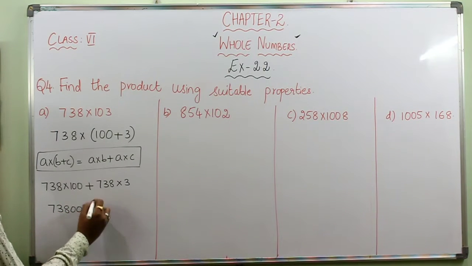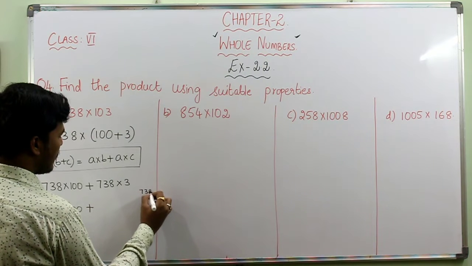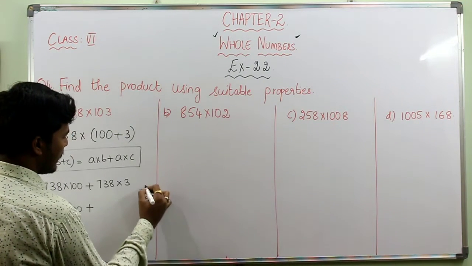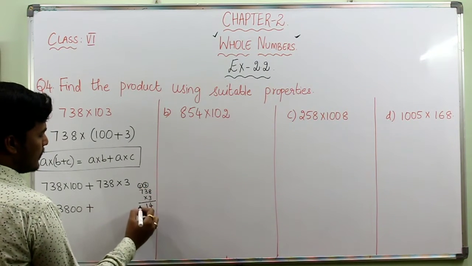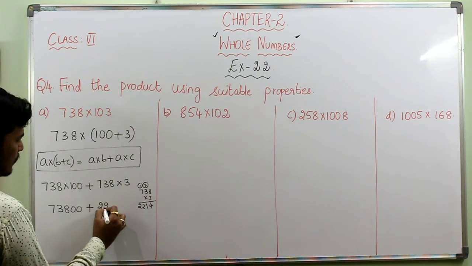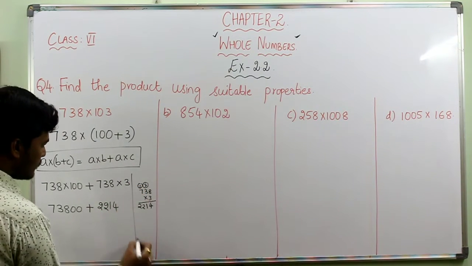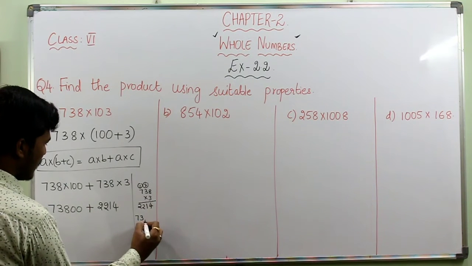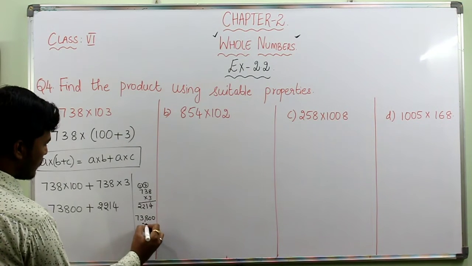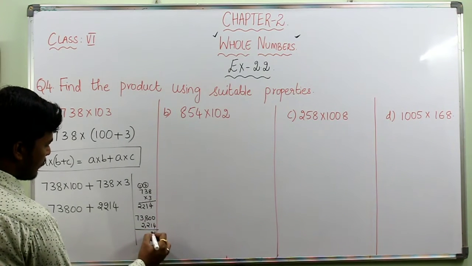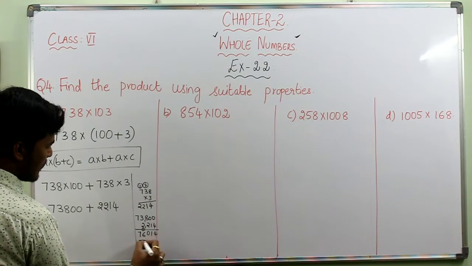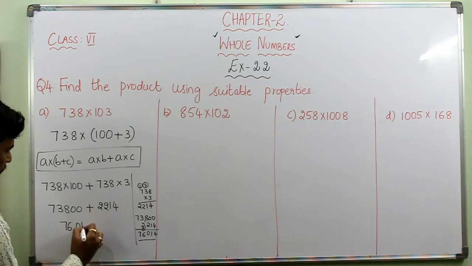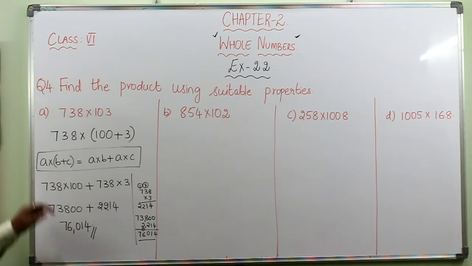73800 plus, if you multiply these two, how much will you get? 738 into 3. 8 threes are 24, 3 threes are 9, 9 plus 2 is 11, 7 threes are 21, 22. So 2214. Now 73,800 plus 2214. 4 plus 0 is 4, 1 plus 0 is 1, 3 plus 3 is 6, 76,014. This is how we are using the property and solving the sum.